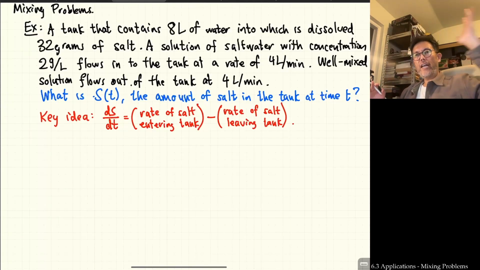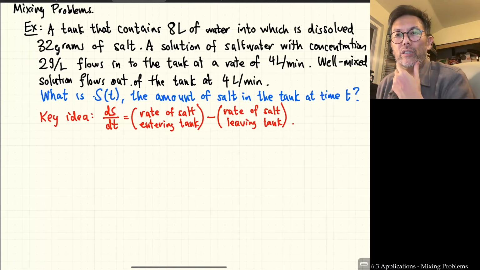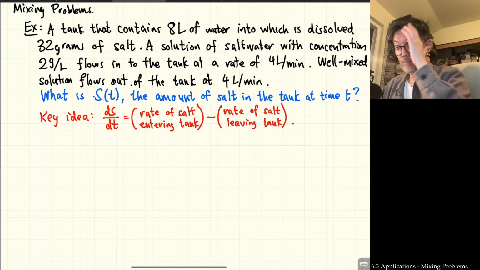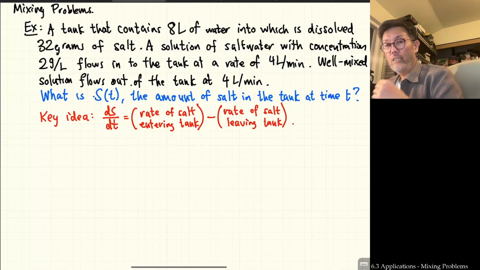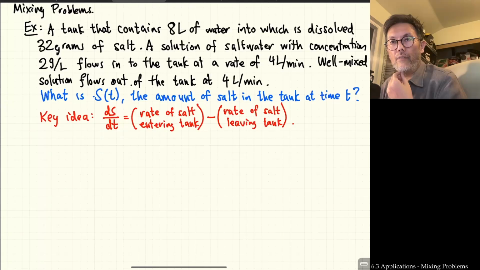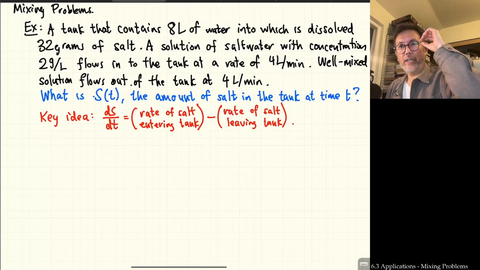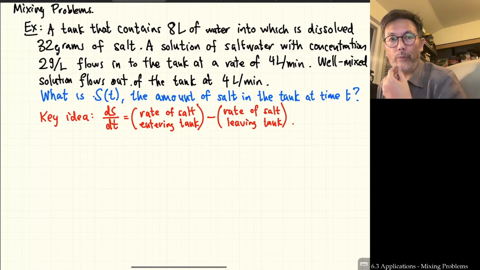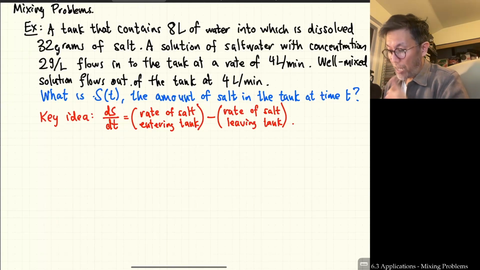The rate of salt entering the tank is going to contribute positively to the rate of change of the salt in the tank. But of course, this is going to be mitigated by the rate at which salt is leaving the tank. Good. So this is the key idea for this problem, and this is the one that will generalize to other situations which we may see in the future. Well, what is the rate at which salt is entering the tank?